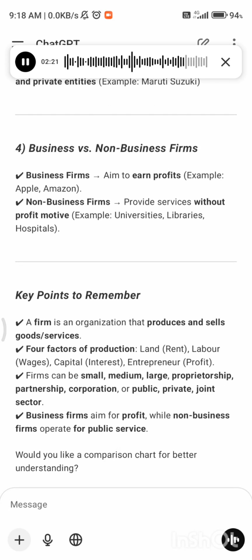Key points to remember. A firm is an organization that produces and sells goods, services. 4 factors of production: land, rent, labor, wages, capital, interest, entrepreneur, profit. Firms can be small, medium, large, proprietorship, partnership, corporation, or public, private, joint sector. Business firms aim for profit, while non-business firms operate for public service.